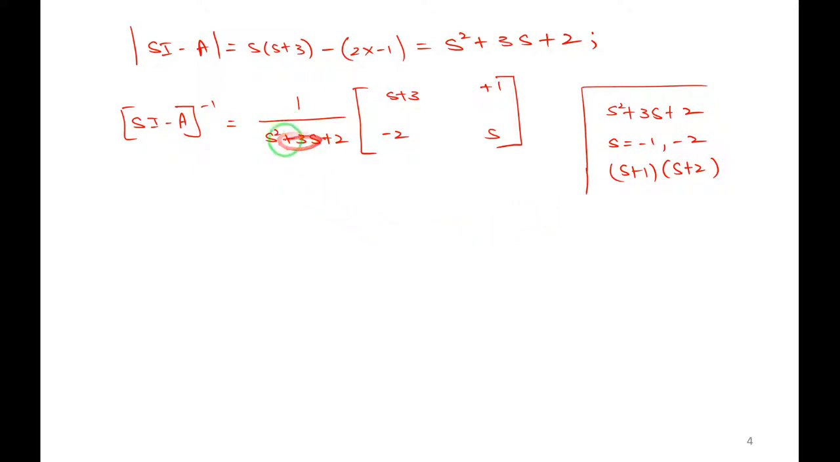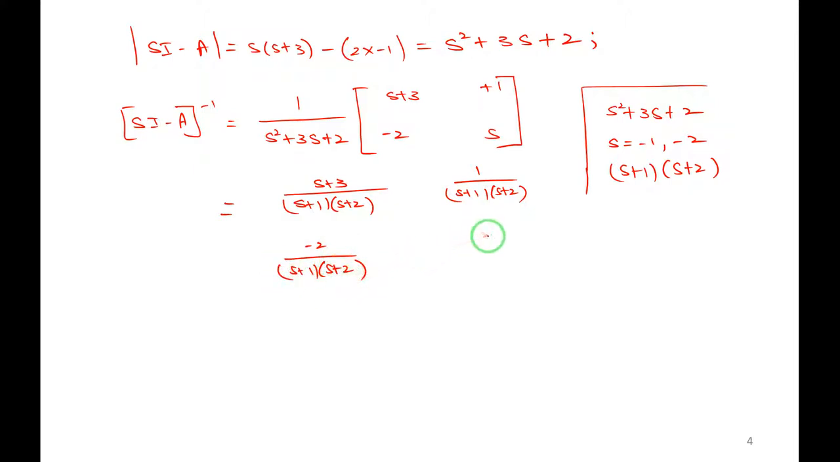So this can be written as S plus 1 into S plus 2, and we will divide all the elements, right? So let me take it inside. So S plus 3 divided by S plus 1 into S plus 2; 1 divided by S plus 1 into S plus 2; minus 2 divided by S plus 1 into S plus 2; S divided by S plus 1 into S plus 2. Okay, this is (sI minus A) whole inverse.